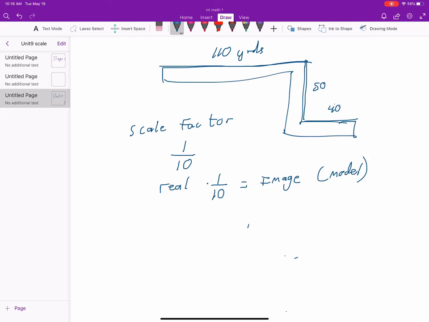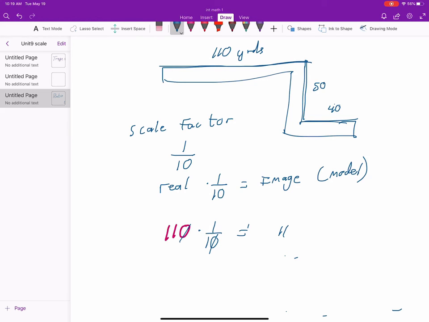So the real part would be the 110. All right, so that's going to be 110 times the scale factor is equal to then the image. So that's pretty easy to figure out. That's just going to be 11. All right, so I might scale it something like that. And I just kind of made this stuff up a little bit.